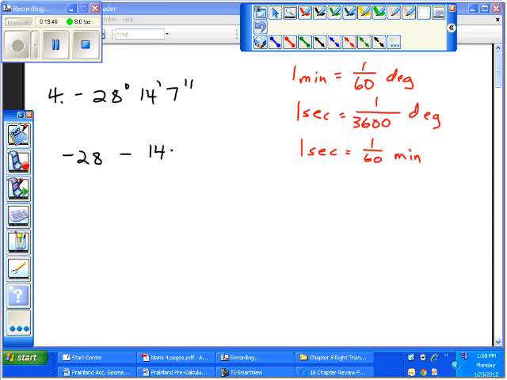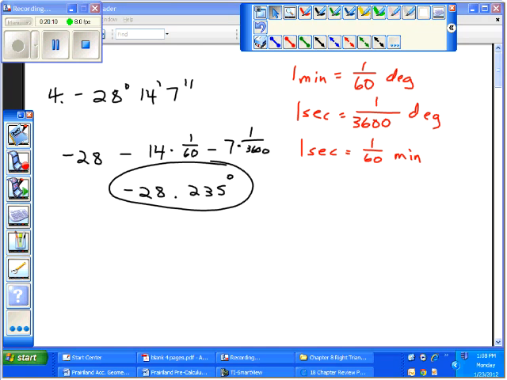So 14 minutes at 1/60th of a degree apiece minus 7 seconds at 1/3600th a piece. And when you multiply that out and hit enter, you get negative 28.2353, rounded to the nearest thousandth. On my answer key, I rounded to the nearest 10,000th. I didn't read the directions good. Any questions on 1 through 4? We went from degrees to degree minute second, and then we went from degree minute second back to degree.